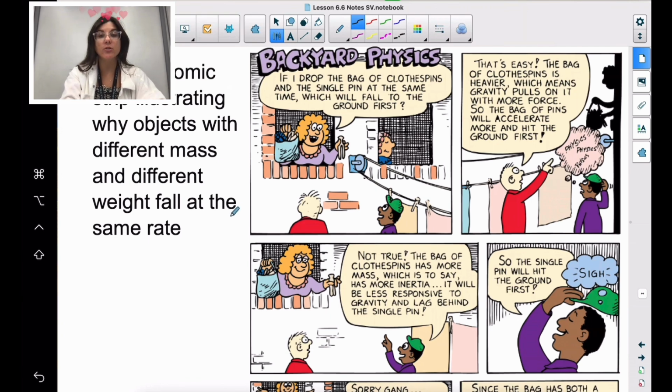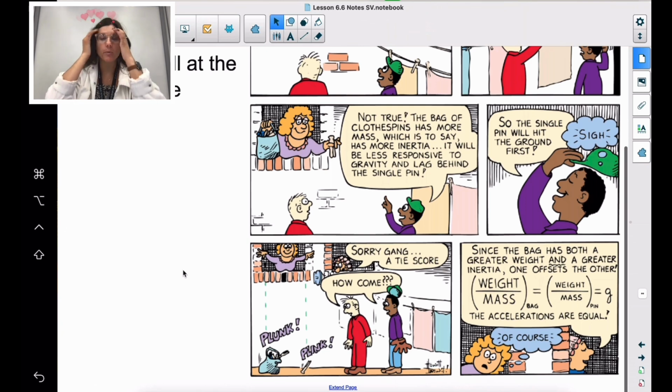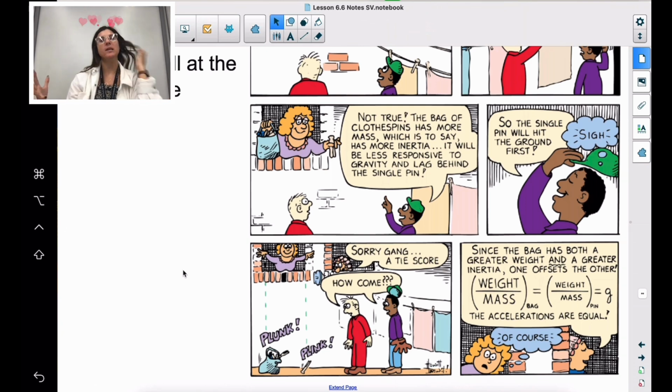But the kid with the purple shirt disagrees. Purple shirt kid says, not true. The bag of clothespins has more mass. So that means it's got more inertia. So it's gonna be less responsive to gravity, and it's gonna lag behind the single pin.